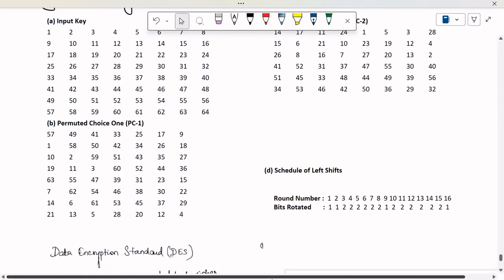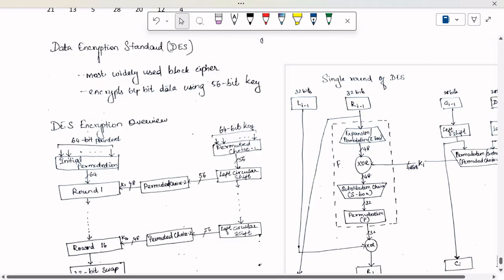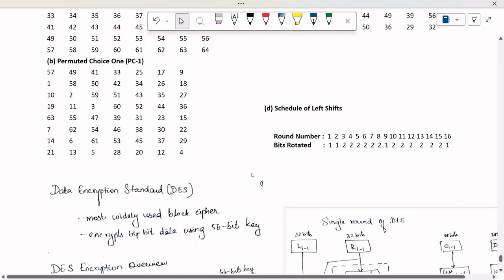so as discussed earlier, what about the key scheduling we discussed? 64-bit is given as input to the permuted choice 1, which produces a 56-bit output. So there is a contraction as well as permutation, that is reducing 64-bit to 56 bits and then changing the position of those 56 bits.